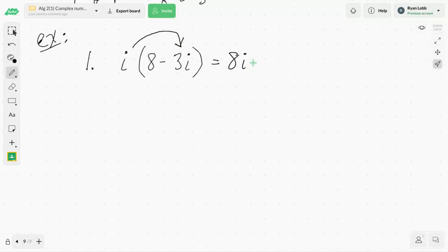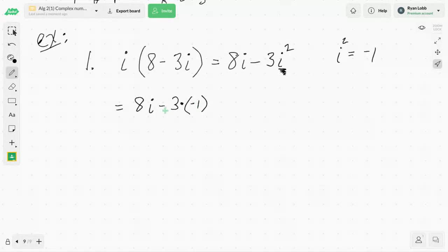So now we have minus 3i squared. We multiplied, now we have to simplify. This equals 8i. Now what is i squared? You have to go over to your chart and think about what i squared is. i squared is equivalent to negative 1. So now we have minus 3 times i squared, but I'm going to put that here as a negative 1.